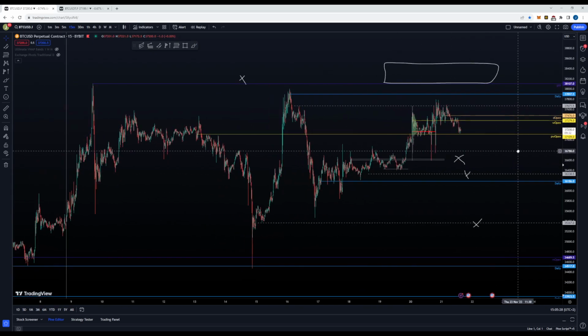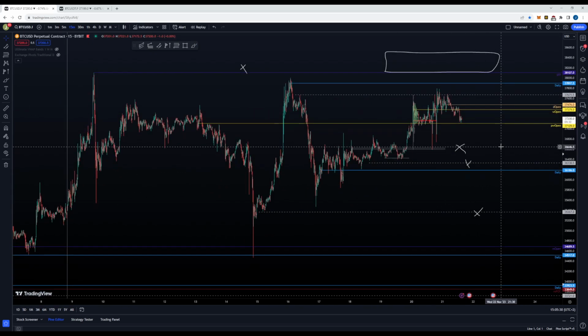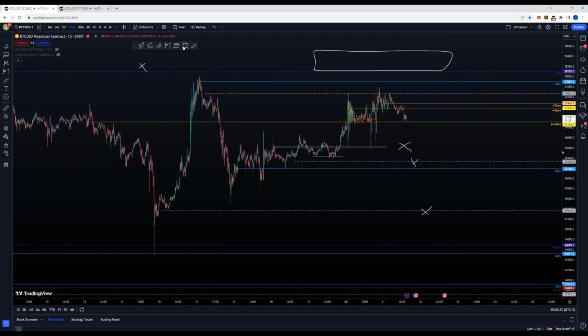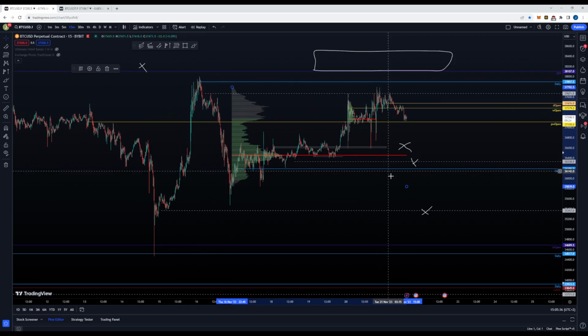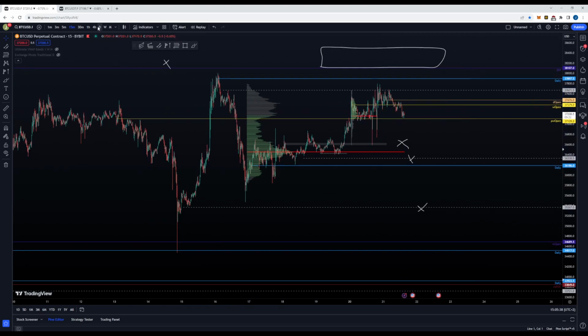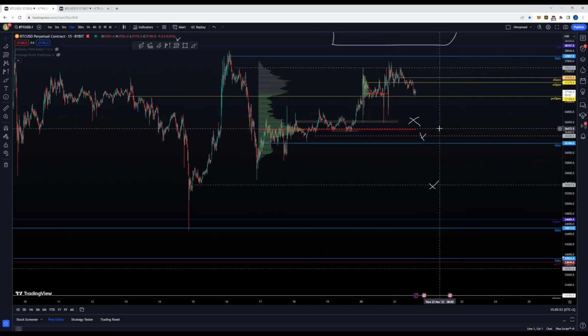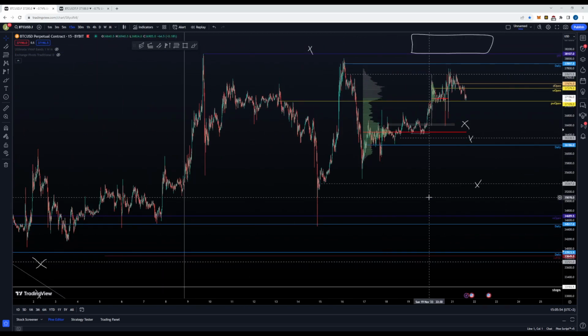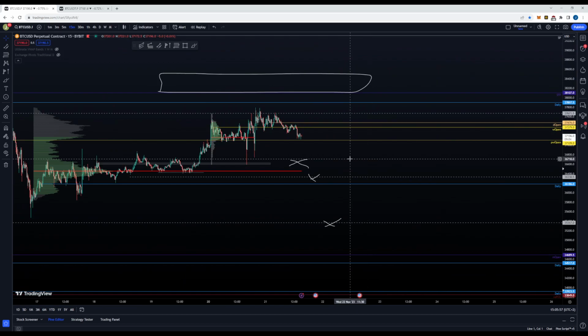Now for longs, let's say we are rolling over. What are we doing? We cannot lose this POC right here. We have the order block, which is not important anymore. Actually, this order block might still be important. Yeah, so for longs I expect much lower probably if we start reversing.